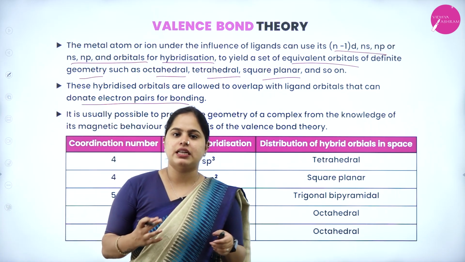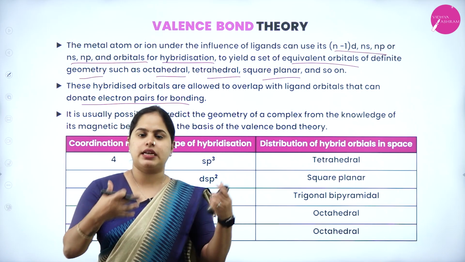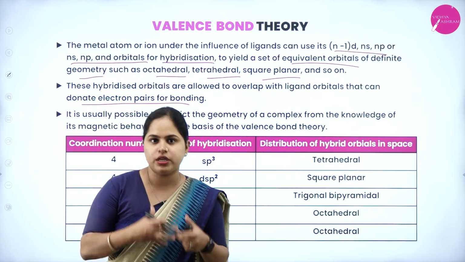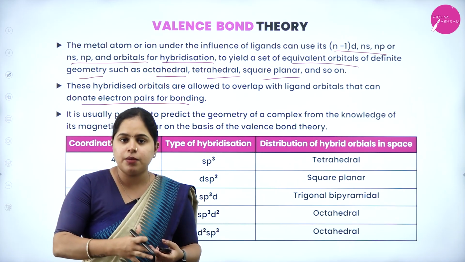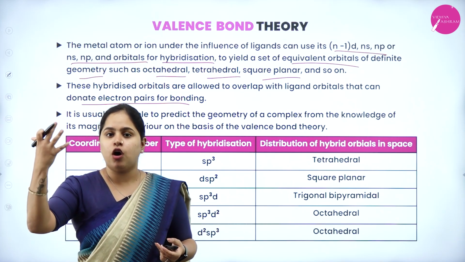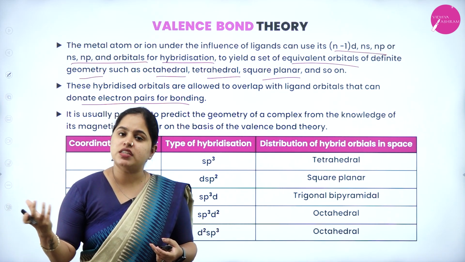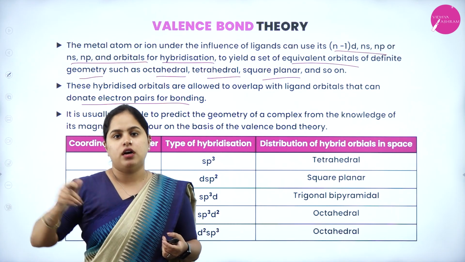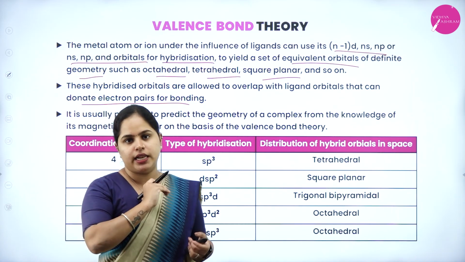So first the central metal atom's vacant orbitals, that can be ns, np, d orbitals, will undergo hybridization and form hybrid orbitals, and these hybrid orbitals will overlap with the orbitals of the ligands. And from where will the electrons be filled into these hybrid orbitals? It will be from the ligands, right?